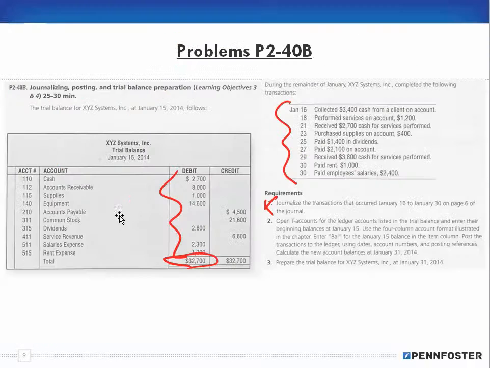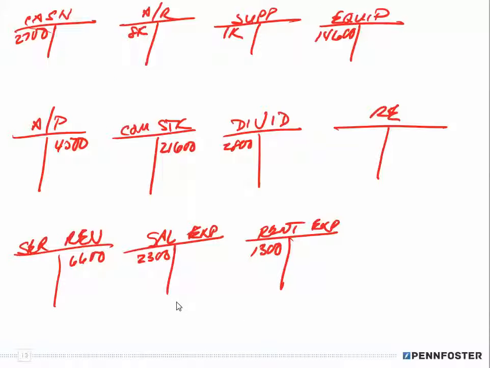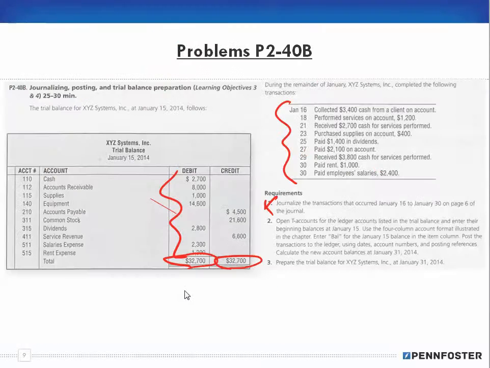Okay, and again, those are those three figures, and they should total 32,700. If your beginning balances don't balance, then obviously you can make all the journal entries you want, but your debits aren't going to equal your credits. Okay, so we just opened up our accounts.